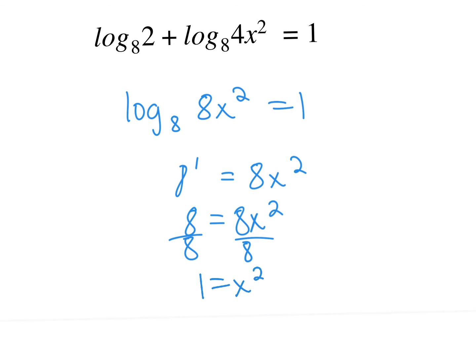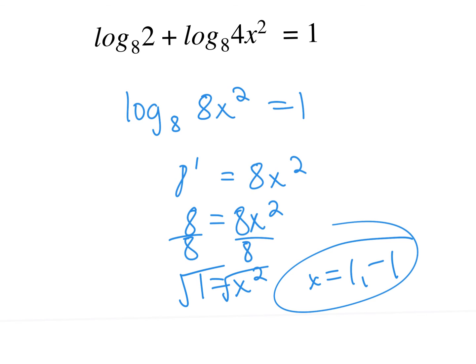How do I get rid of a square? You have to take the square root. Yep, the square root symbol. Good. What is the square root of 1? 1, and negative 1. Yep, those are my 2 answers.